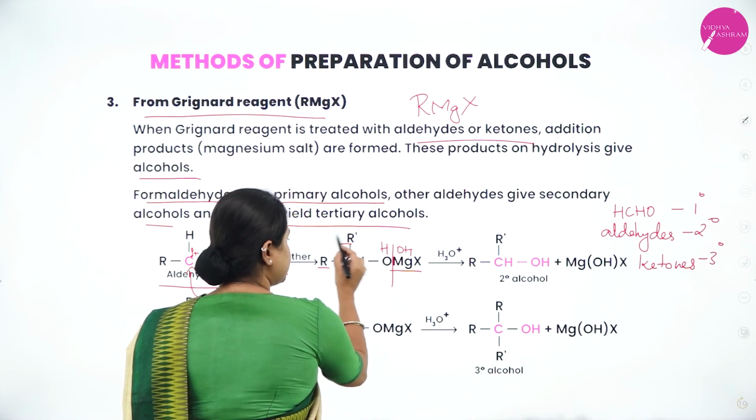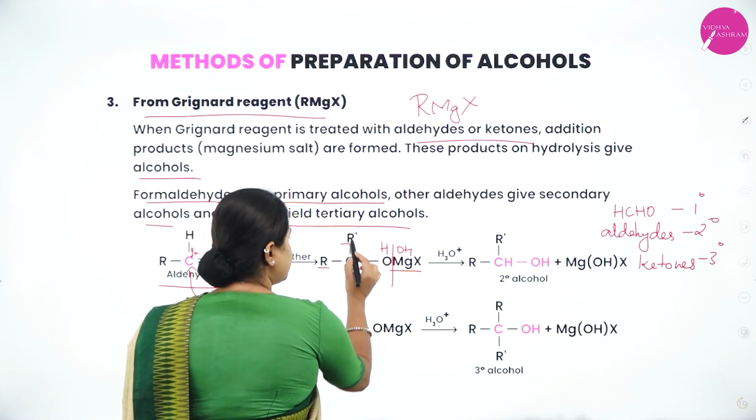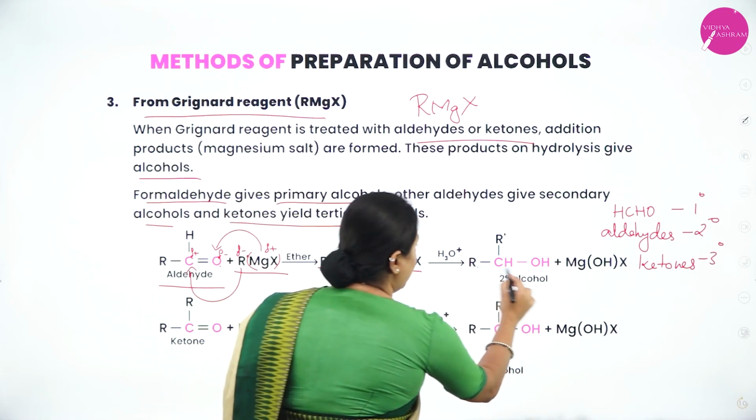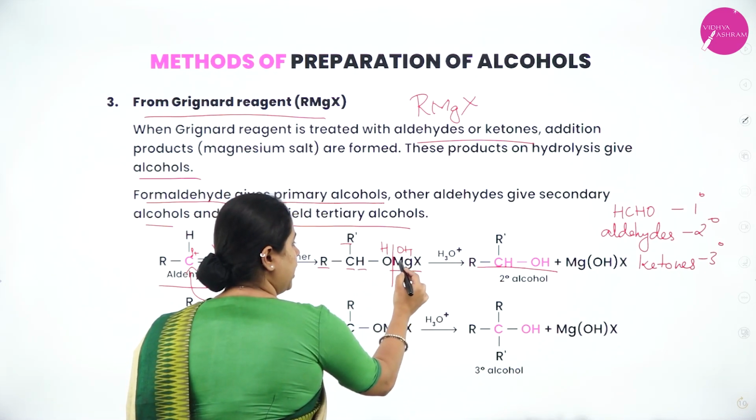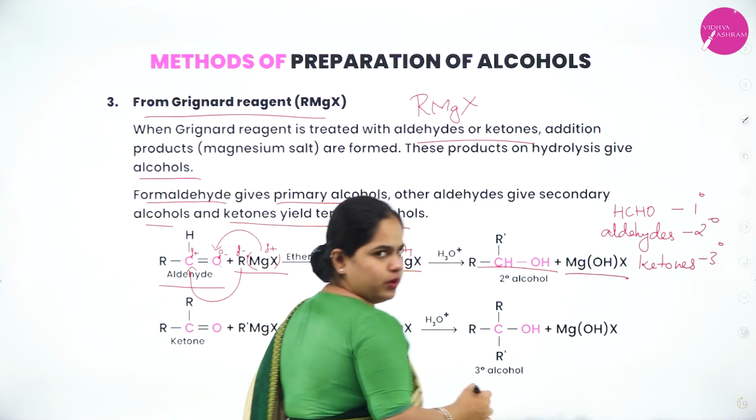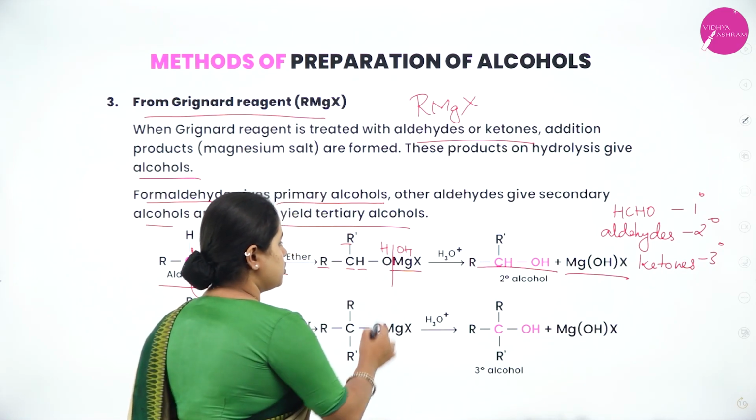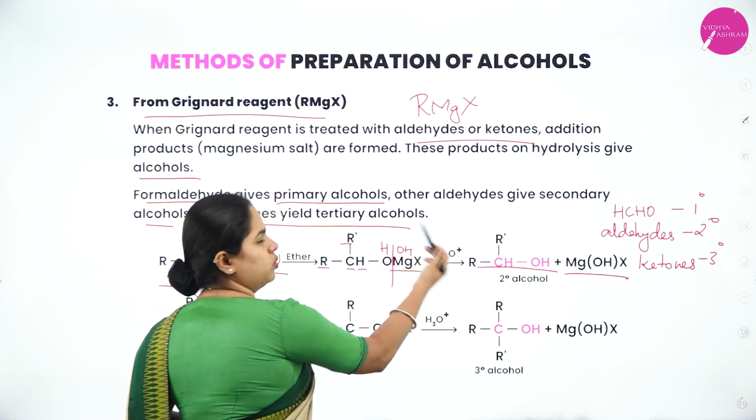H is added here, which means this part will be R-CH-OH, so you will get the alcohol, and this part will be MgOHX. MgOHX will be formed. I hope it is clear. So this bond will break, and H will be added here and OH will be added there.